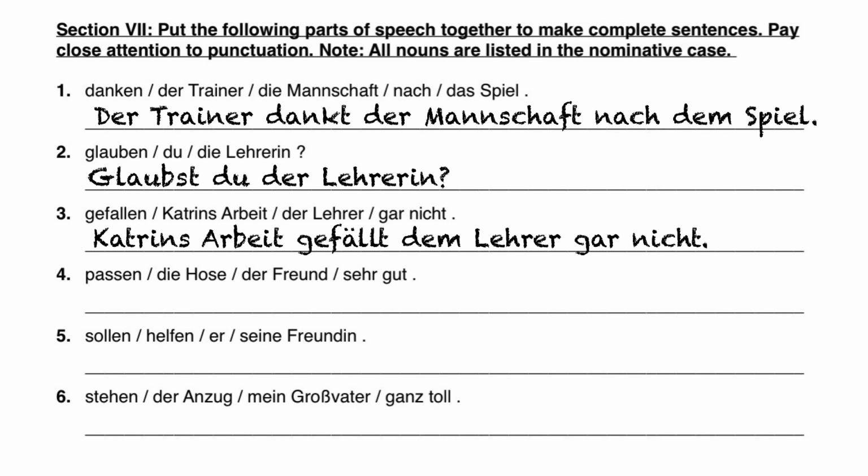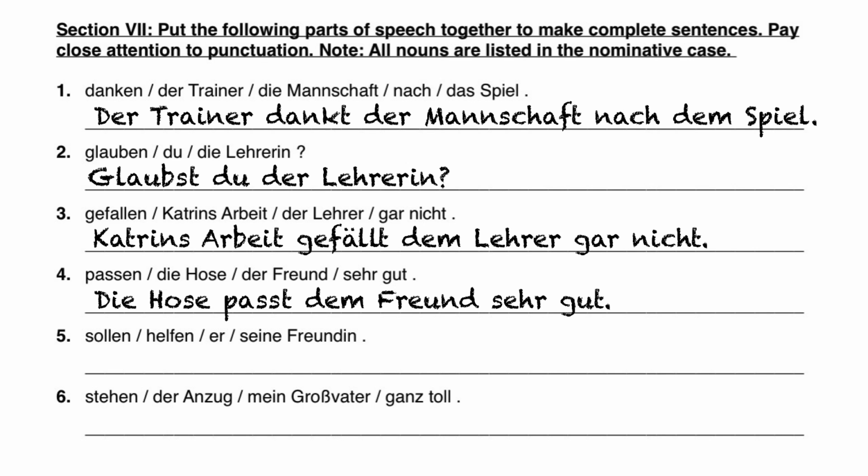Number 4. Here we have passen. Passen is also a dative verb because that's kind of the point of this exercise. Die Hose is our subject, the pants. Die Hose passt dem Freund sehr gut. Couple of problems here. First of all, Hose is a singular noun, even though in English we say the pants. Passen is a dative verb, and that's to fit, so the pants fit the friend very well. Die Hose passt dem Freund sehr gut. Notice that it's dem Freund because it's masculine and dative. It's dative because it's the object of the verb passen. It is the what that the pants are fitting.